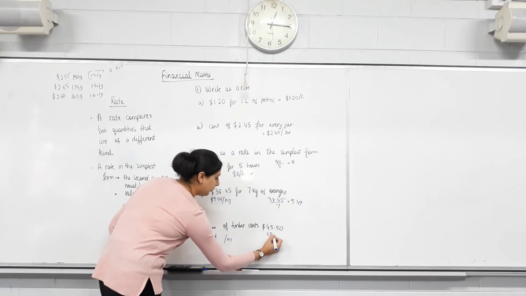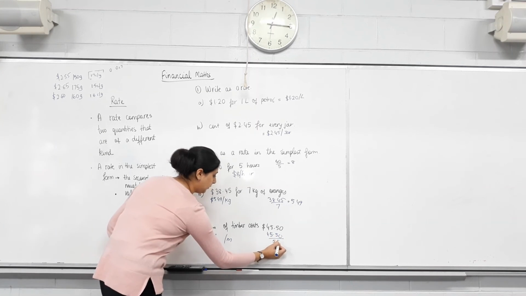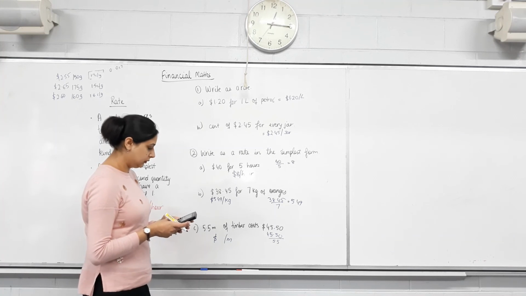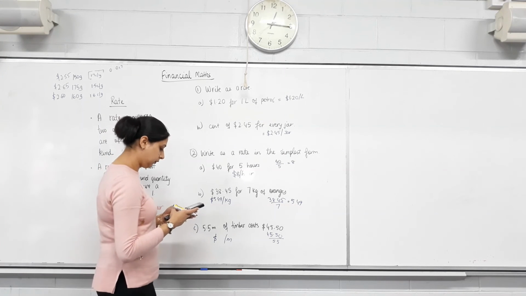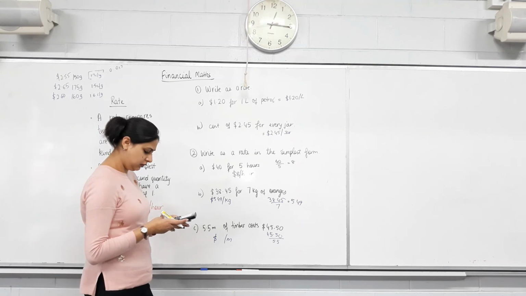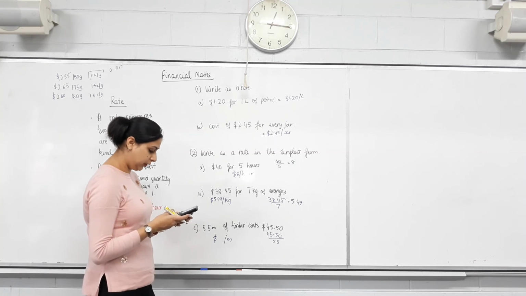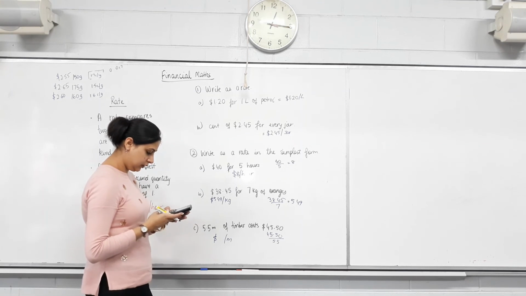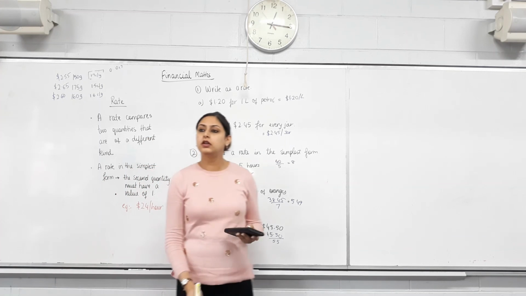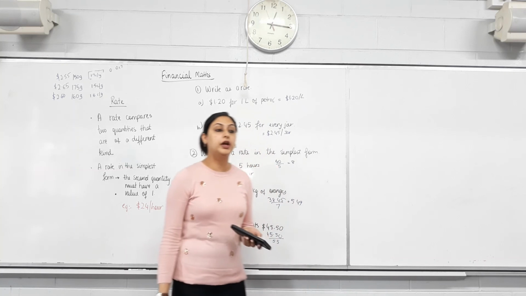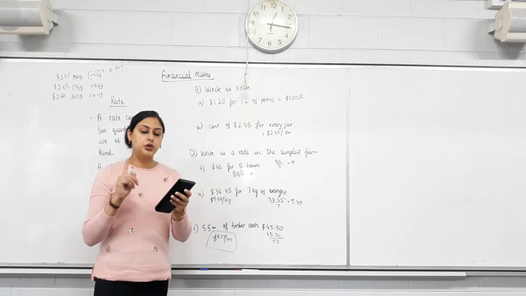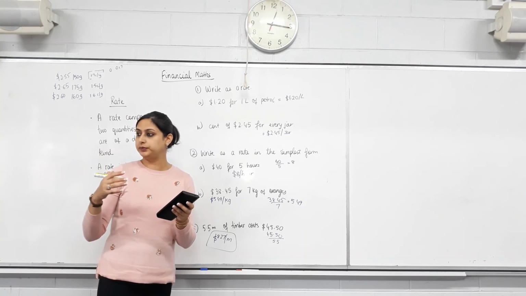45.50 divided by 5.5. 8.27273. Oh, 5.5, sorry. 8.27, yeah. That's it. $8.27 per meter. Any questions? The digit after is 2, so you round down to 7.